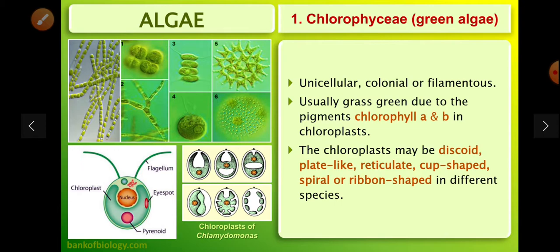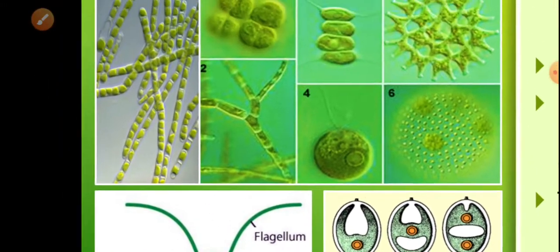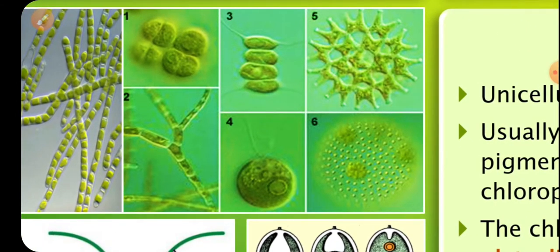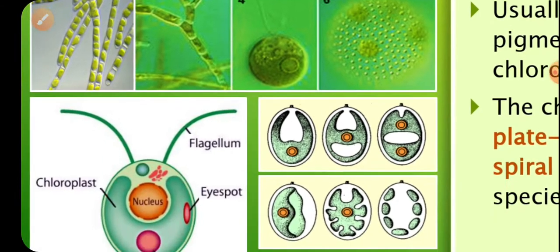Usually grass green due to the pigment chlorophyll A and B in the chloroplast. Means that they will contain chlorophyll A and chlorophyll B type. The chloroplast may be discoid, plate-like, reticulate, cup-shaped, spiral, or ribbon-shaped. In different species, it's different. We can see this diagram, there are different kinds of shapes. They all contain chlorophyll A and B.